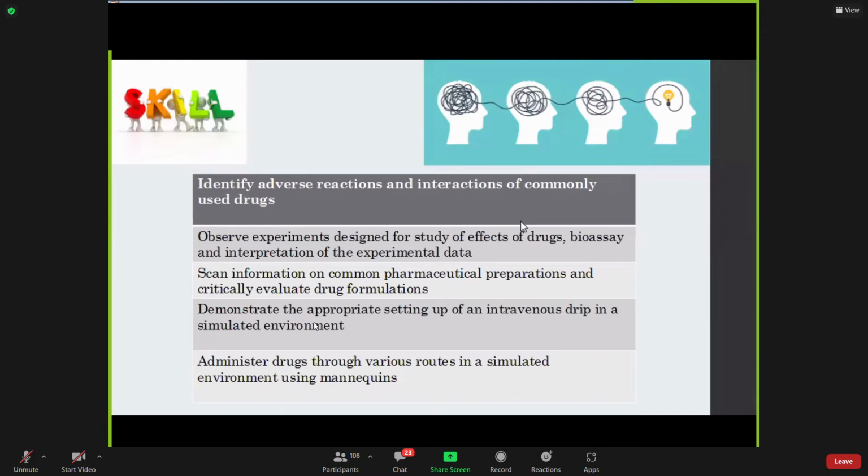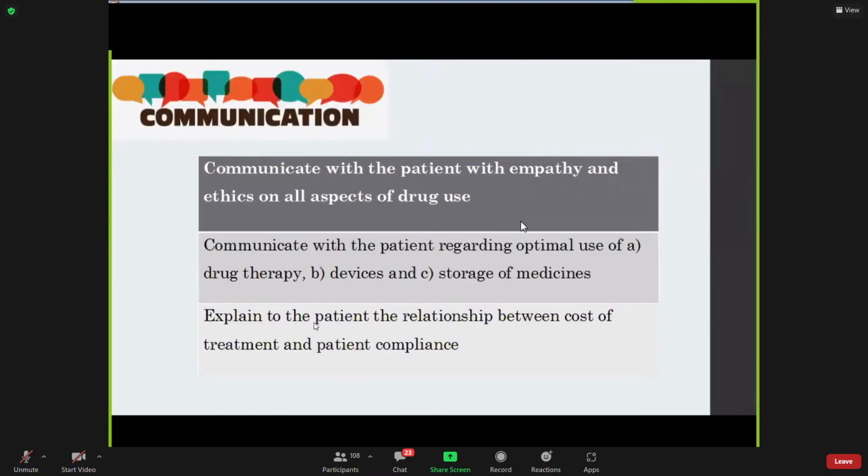So this was skill sets. Next is communication aspects. So communication aspects, which you would be given training on and made to learn, is how to communicate with the patient with empathy and ethics on all aspects of drug use. Communicate with the patient regarding optimal use of a drug therapy, devices, and storage of medicines. Explain to the patient the relationship between cost of treatment and patient compliance.